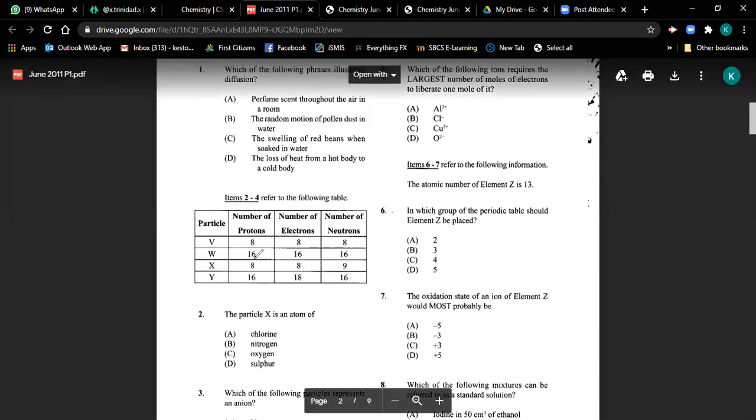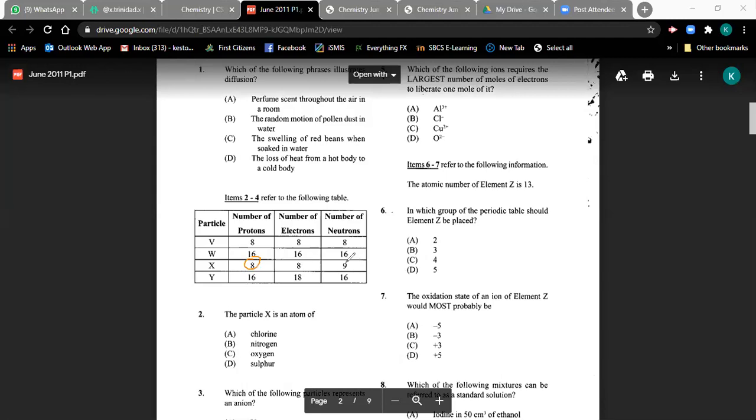2. The particle X is an atom of... you have protons, electrons, neutrons. 8 protons and 8 electrons. I think that is oxygen. Yep, oxygen. C. Right? You could look at the number of protons, sometimes electrons.